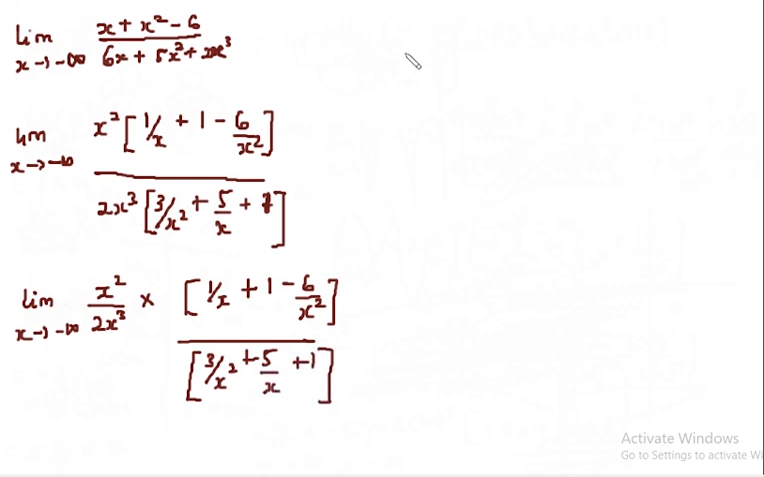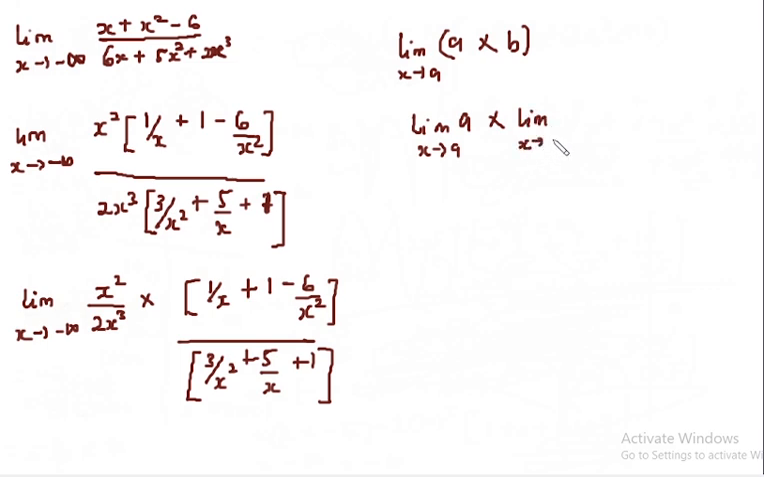Now there's a rule in limits which says if you have the limit as x approaches a value, say a, of a times b, you can individually take the limits and say it equals the limit as x approaches this value of a times the limit as x approaches the same value of b. So this is a law of a limit. So this is also equal to this. That means I can take the limit of this one individually and multiply the result by the limit of this one.